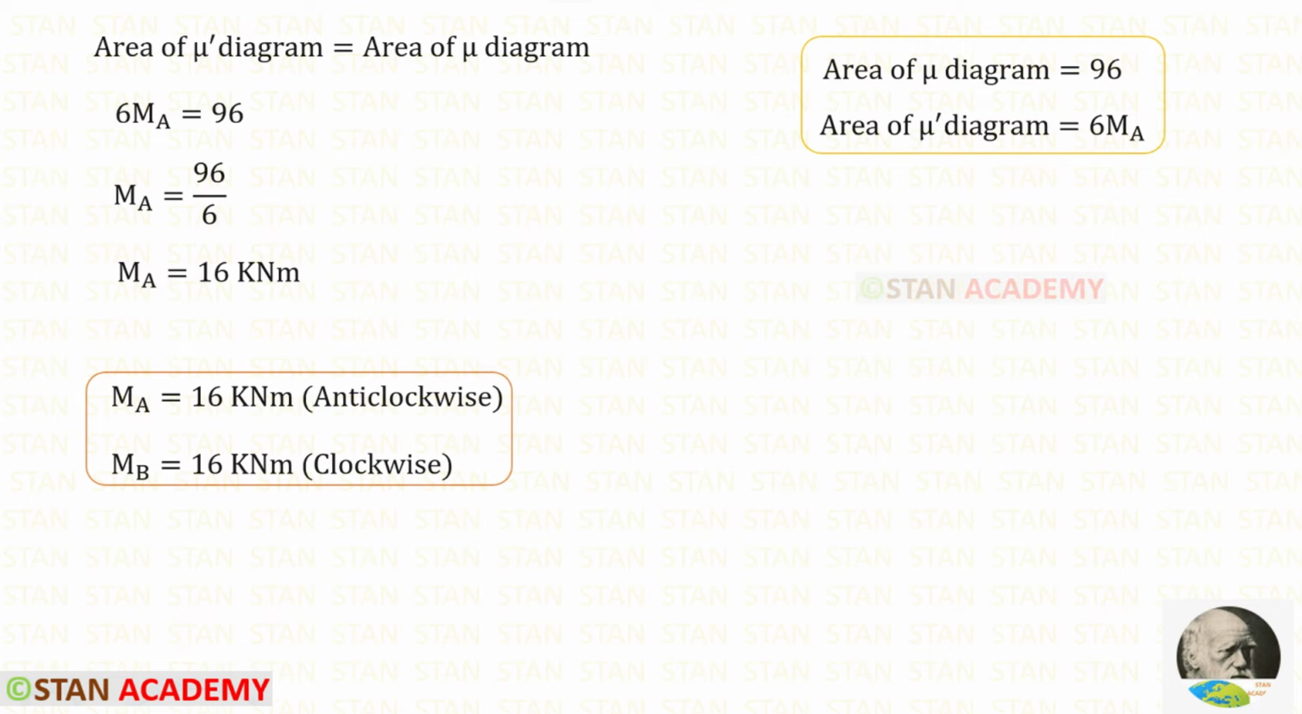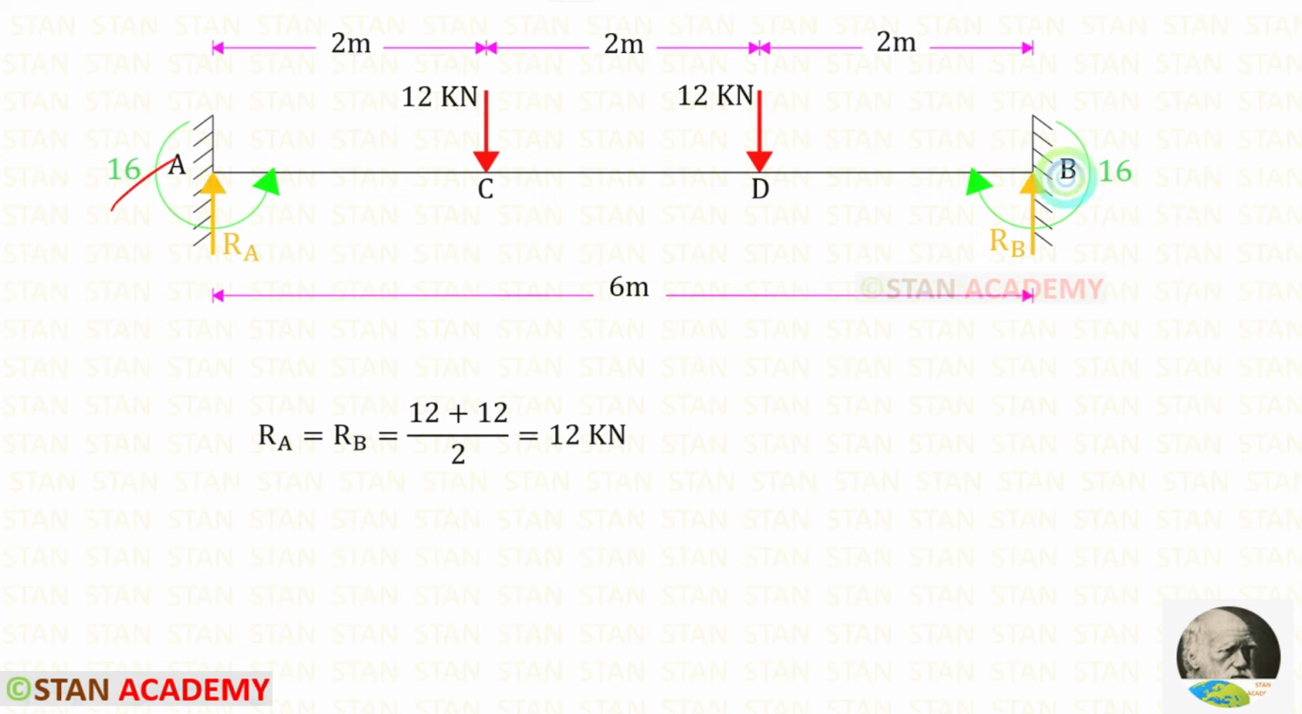Now let us equate the area of mu dash diagram and the area of mu diagram. We have found both of them. Let us apply them. Let us take 6 on the other side. It will come in the denominator. 96 upon 6, we will get 16. We know that the values of MA and MB will be same. So both of them are 16. But MA will be acting in the anti-clockwise direction and MB will be acting in the clockwise direction. We have found the fixed end moments.